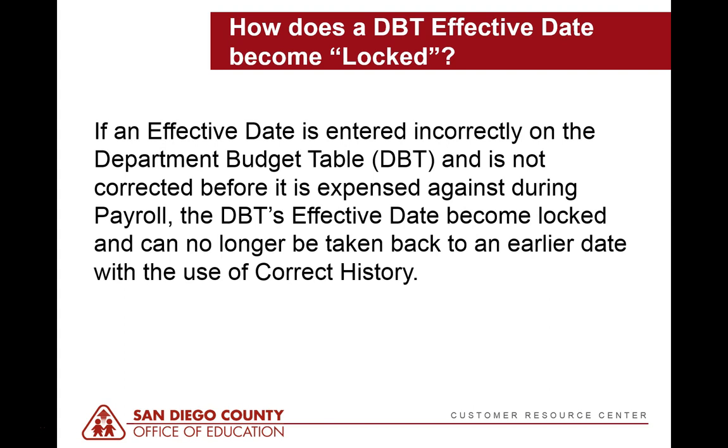If an effective date is entered incorrectly on the department budget table and is not corrected before it's expensed against during payroll, the department budget table's effective date becomes locked and can no longer be taken back to an earlier date with the use of correct history.